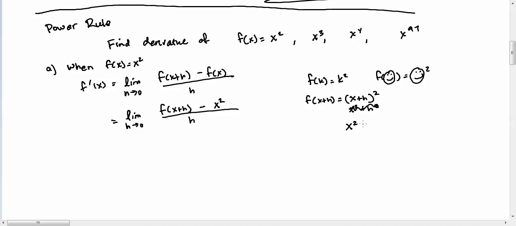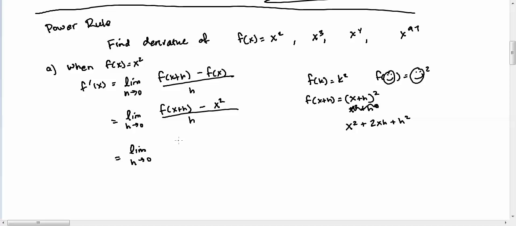X squared plus 2xh plus h squared. Right? And how do you do that? You foil it. Very good. Cool.